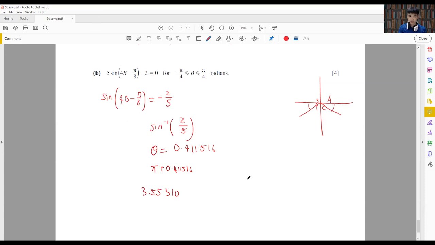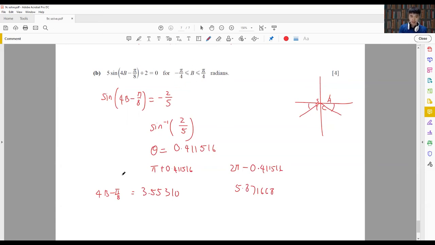And for this second quadrant, it is actually 2 pi minus this answer here of 0.411516. So what I'm going to do is, again, I'm going to type everything into the calculator. 2 pi minus this answer here, you would have gotten 5.871668 and so on. Okay. Now from here, these two values are actually equal to 4b minus pi over 8. But as I've mentioned earlier, you still need to include the negative range.